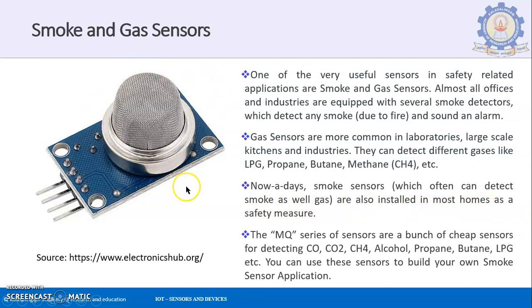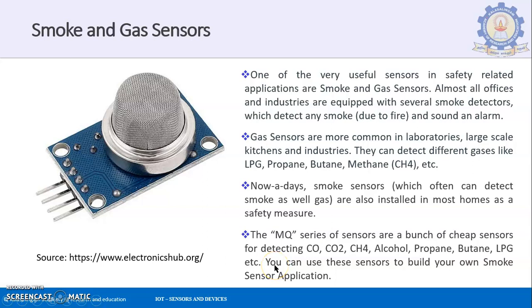If you are in a remote location, you've gone out somewhere and something is unexpectedly burning, then this will give you an indication that something is not good at home, so you need to take care of that. This sensor comes under the MQ series of sensors. They are cheap sensors that are used to measure CO2, CH4, alcohol, propane, butane, LPG, etc. So this MQ category of sensors is used for these types of applications.